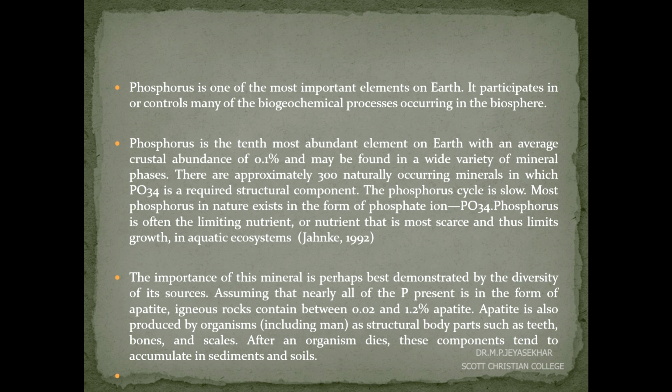There are approximately 300 naturally occurring minerals containing phosphorus, which is required for our structure. The phosphorus cycle is slow. The importance of this mineral is perhaps best demonstrated by the diversity of its sources. Assuming that nearly all the phosphorus present is in the form of apatite, igneous rocks contain between 0.02 and 0.1%.